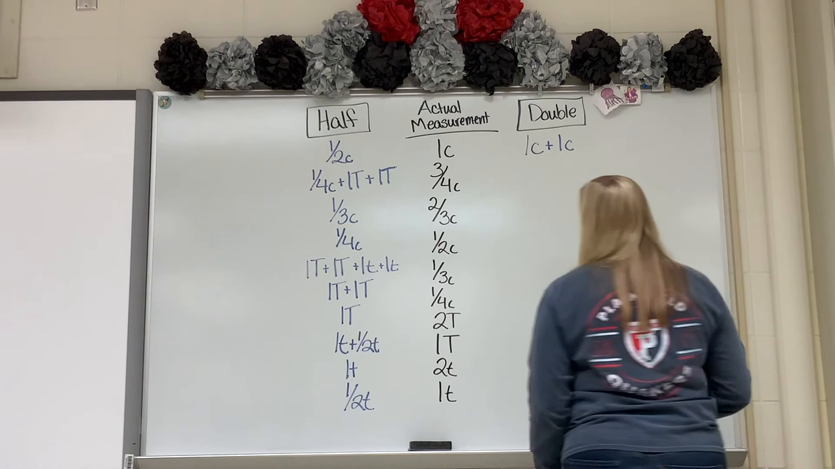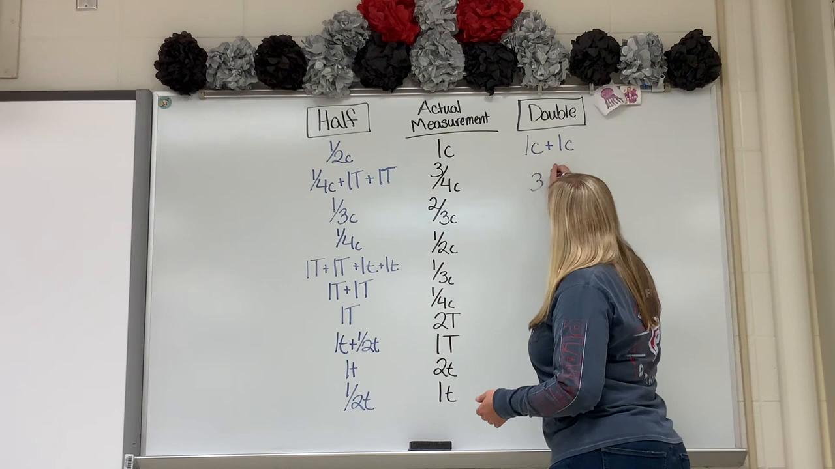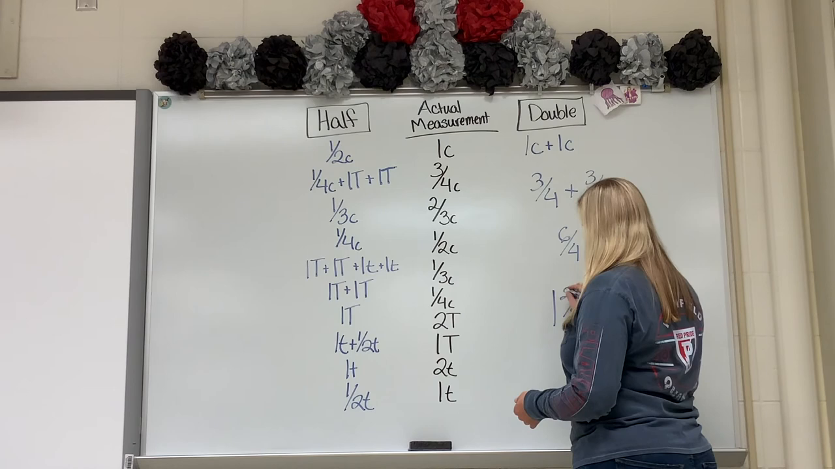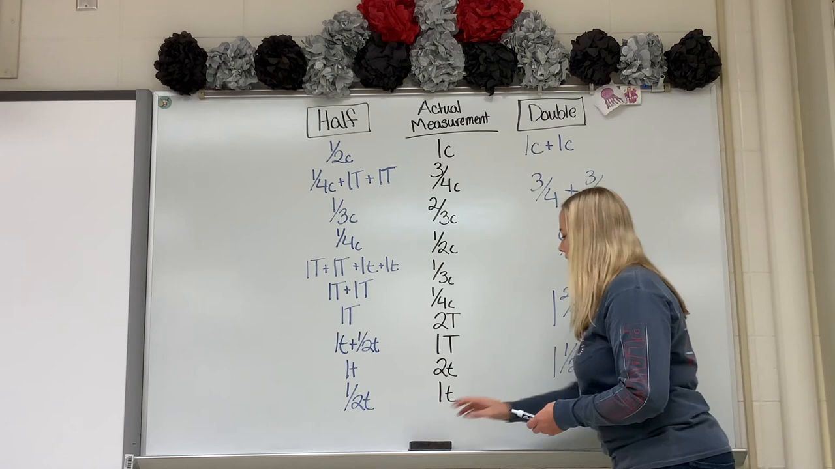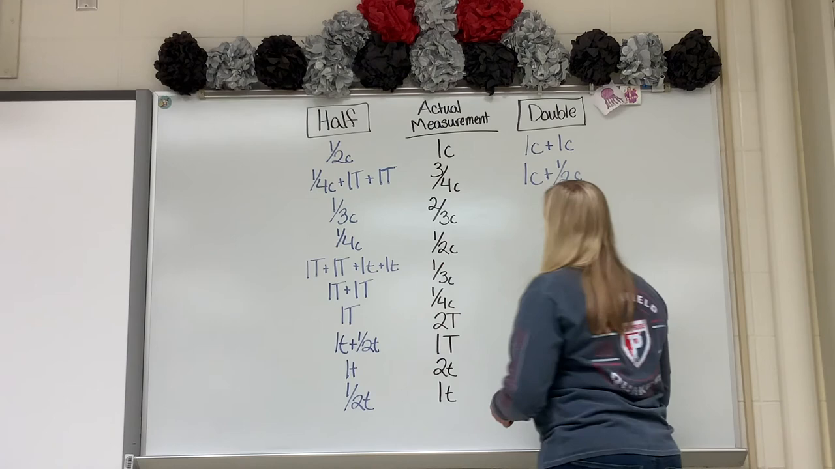Okay, now moving on to the doubles. 3/4 of a cup doubled would be 6/4, but that's not the most efficient measurement. So we are going to change 3/4 plus 3/4, okay, which would be 6/4, and that's going to be 1 2/4, but we have a better way to measure out 1 2/4. It's going to be 1 1/2. Okay, but remember, we don't have a 1 1/2 measuring cup, so we're going to write it as 1 cup plus 1/2 cup.